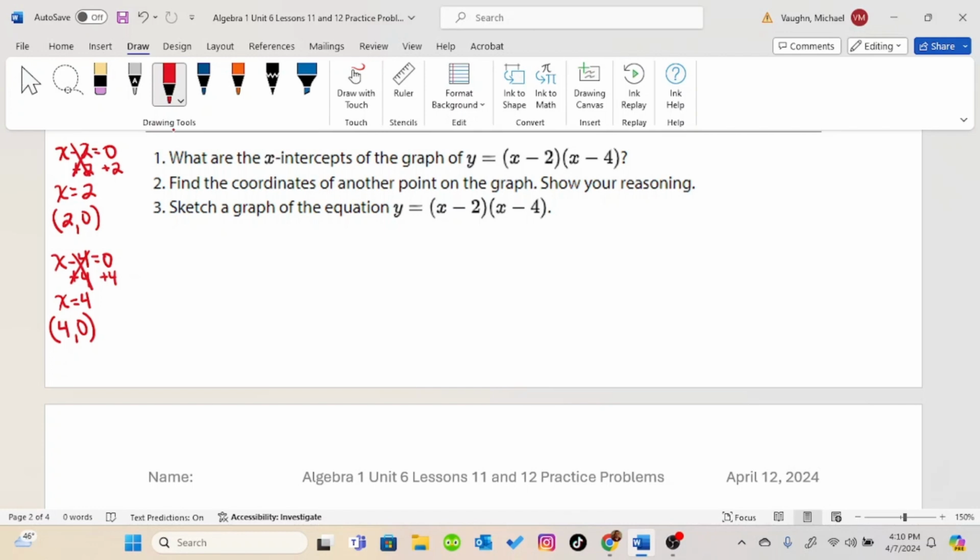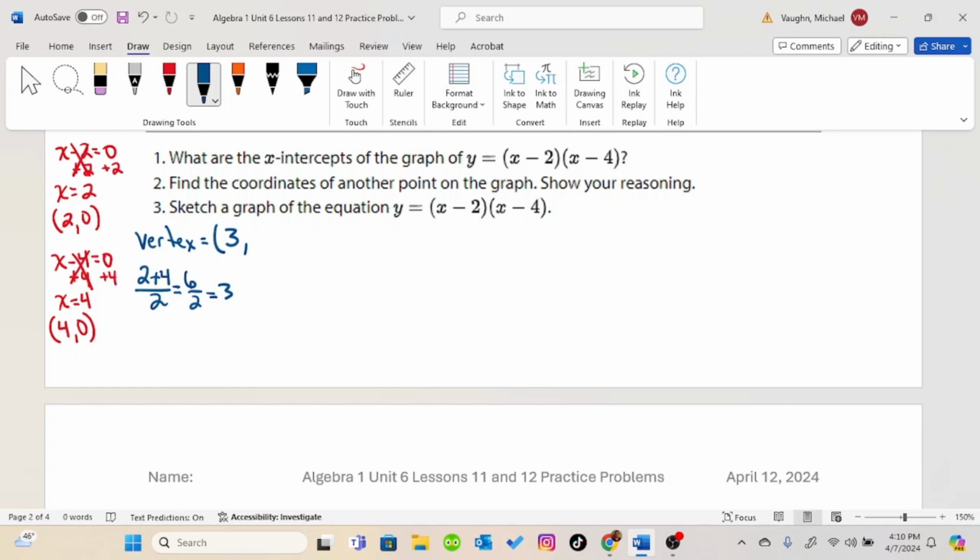Number 2, find the coordinates of another point on the graph. Show your reasoning. Well, I know that the vertex, the x-coordinate is halfway between 2 and 4. So the x-coordinate of the vertex is 3.